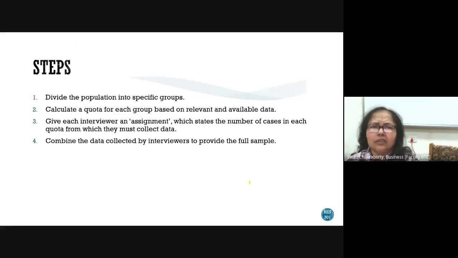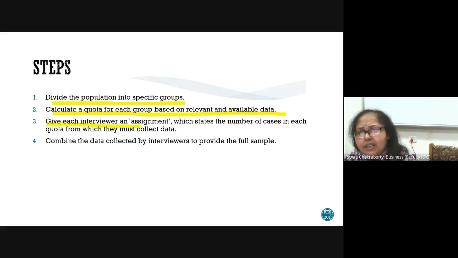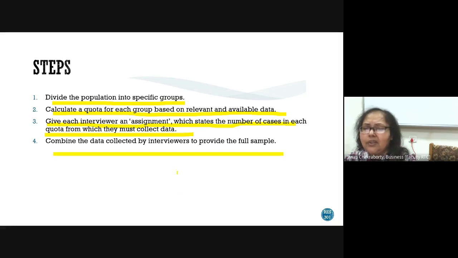So how do you do it? First, you divide the population into specific groups, then calculate a quota for each group based on relevant and available data. Give each interviewer an assignment which states the number of cases in each quota from which they may collect data, and then combine the data collected by the interviewers to provide the full sample.